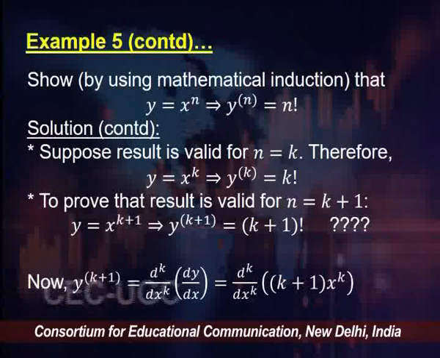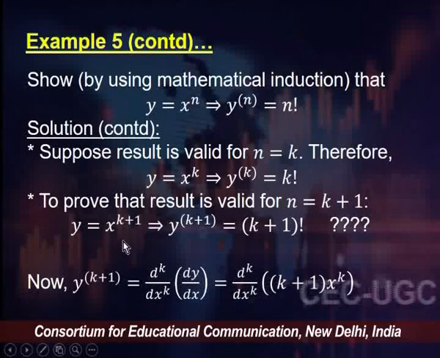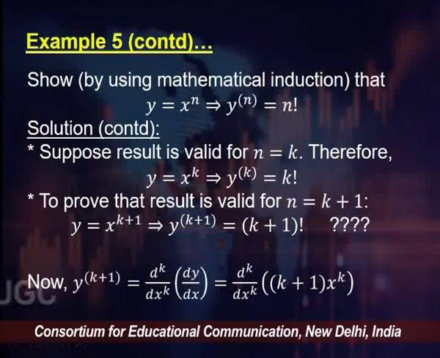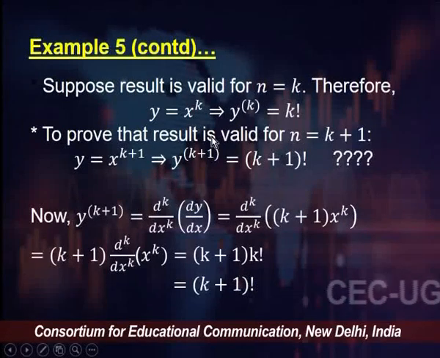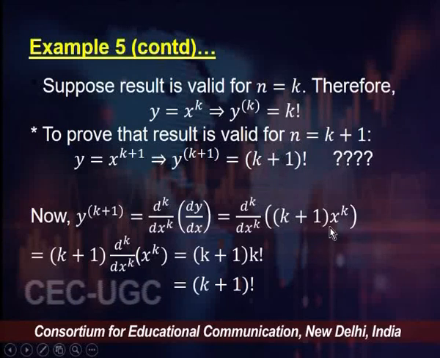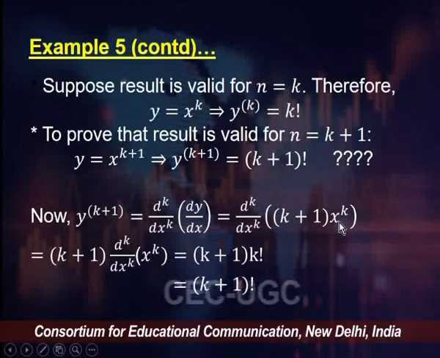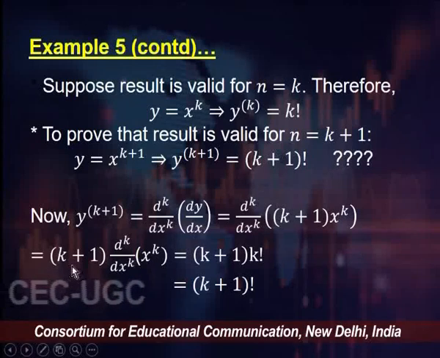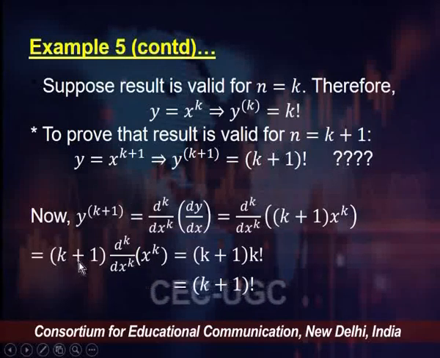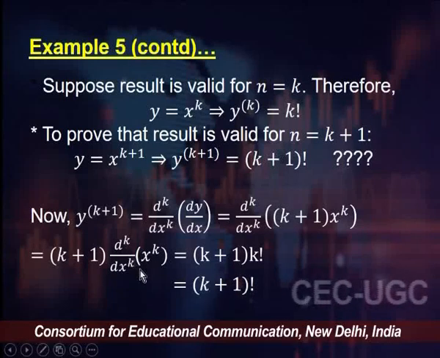Okay, now what is dy by dx? That is something we can easily calculate. Y is equal to x to the power k plus 1. So dy by dx by the power rule will be k plus 1 times x to the power k. So our objective now, to see if we get the result, is to calculate the kth derivative of k plus 1 times x to the power k. K plus 1 times x to the power k is dy by dx. Now, because k plus 1 is just a constant, I can bring that out of the derivative expression. So I have k plus 1 times the kth derivative of x to the power k.